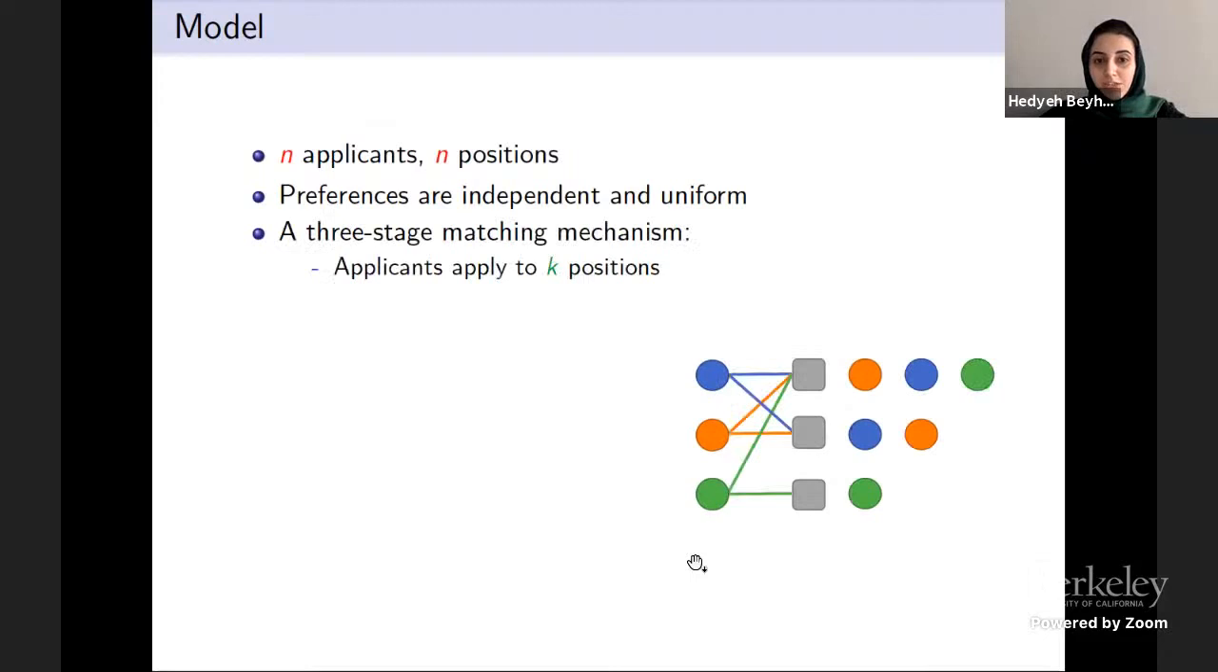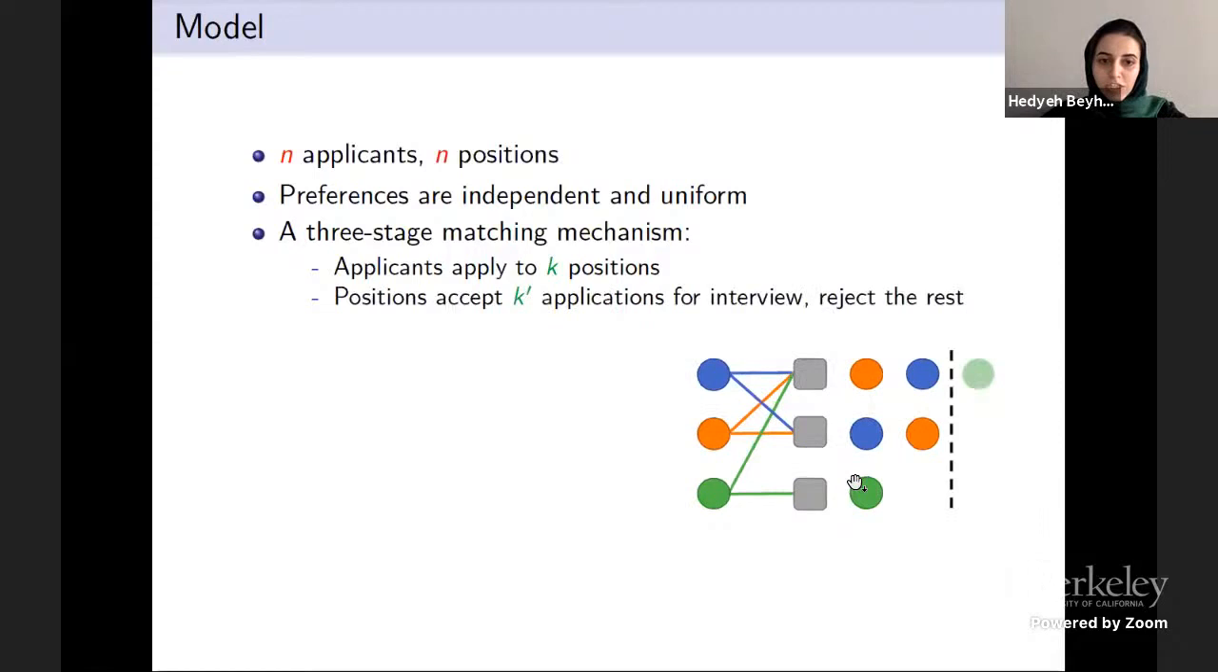We run a 3-stage matching mechanism. In the first stage, each applicant applies to k positions. Here, k equals 2, so each applicant is applying to 2 positions. Right next to each position, we show the applications they have received. In the second stage, the positions accept k prime of their applications for interview and reject the rest. Here, k prime is also equal to 2. The positions are accepting 2 of their applications and rejecting the rest immediately. After they run the interviews and refine their preferences, we run the applicant proposing deferred acceptance algorithm.